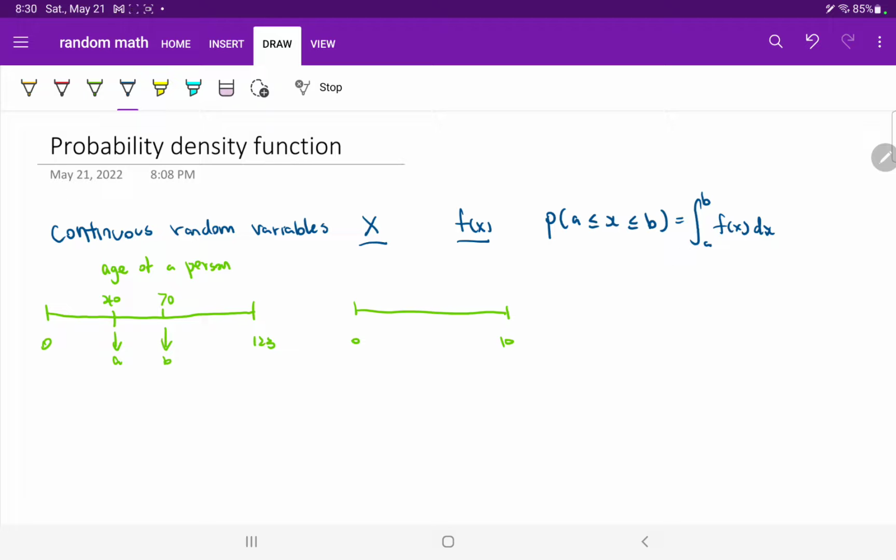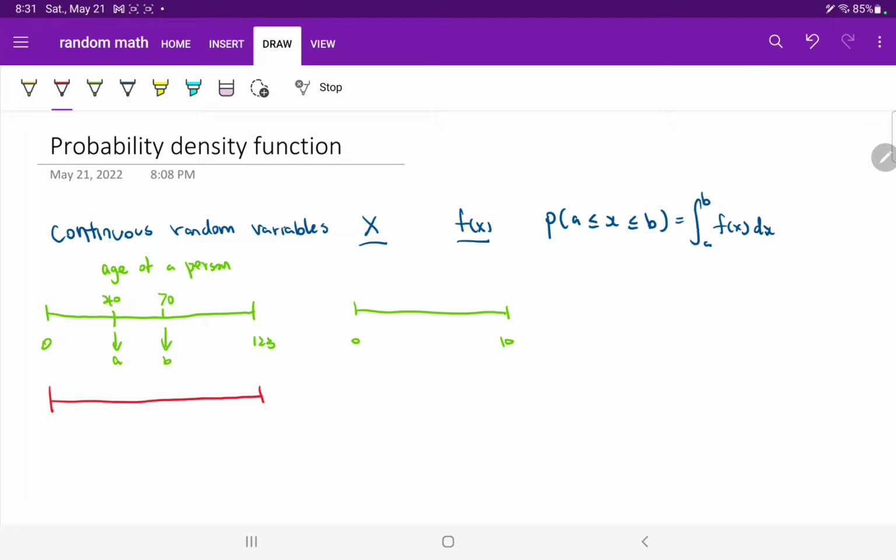And so what exactly does that mean? What exactly is a probability density function? Well, a probability density function is a function that is related to continuous random variables. So let's say the probability density function can be used to determine the probability that a continuous random variable lies between two values a and b. Let's say in this example, if you look above, the age of a person ranges from 0 to 123.